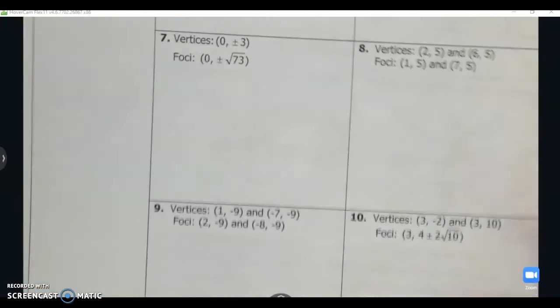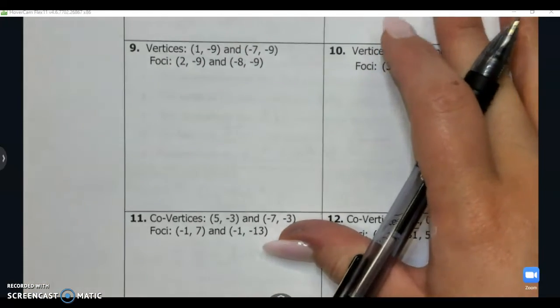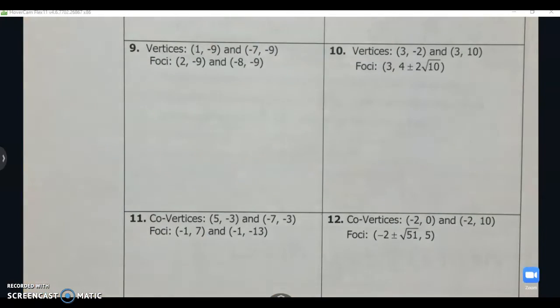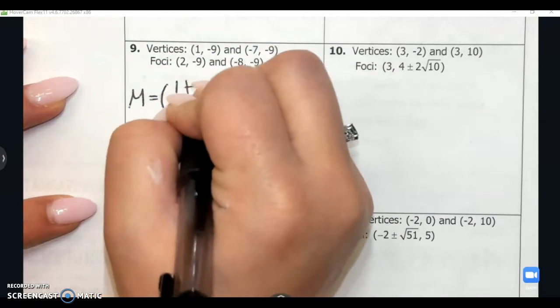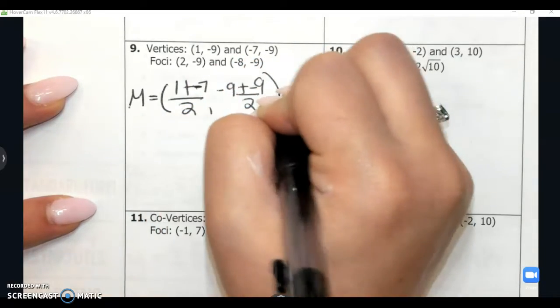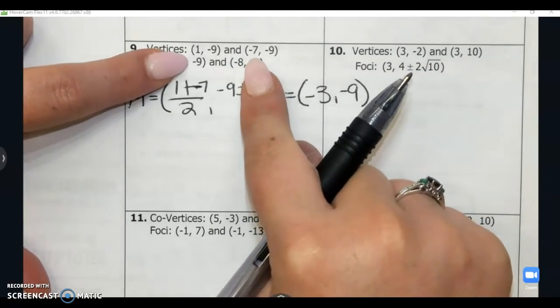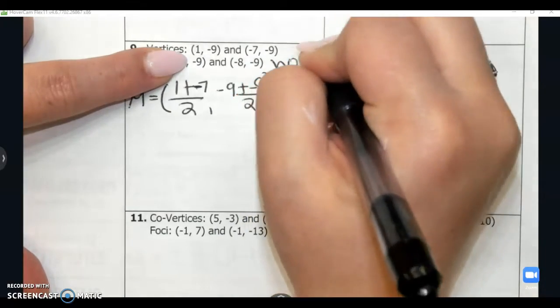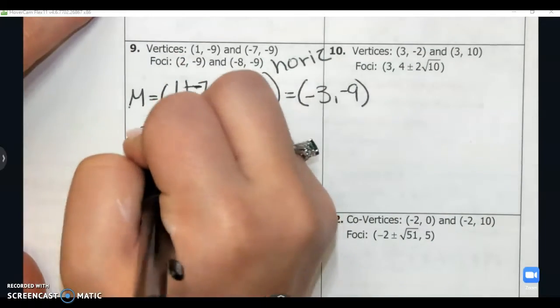All right, let's see a couple more. What happens if we are given the vertices and the foci? Let's look at number 9 here. Again, the vertices can help me find A as well as the midpoint. So let's find our center by using our midpoint formula. That's a negative 7. And so my center on number 9 is (-3, -9). Looking at my vertices, the x is what's changing, so this is a horizontal hyperbola. 1 and negative 7 are 8 apart. Half of that is 4, which means A is 4.